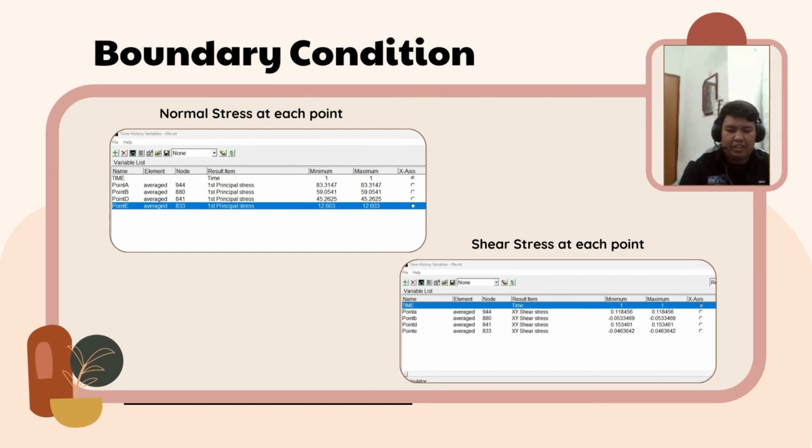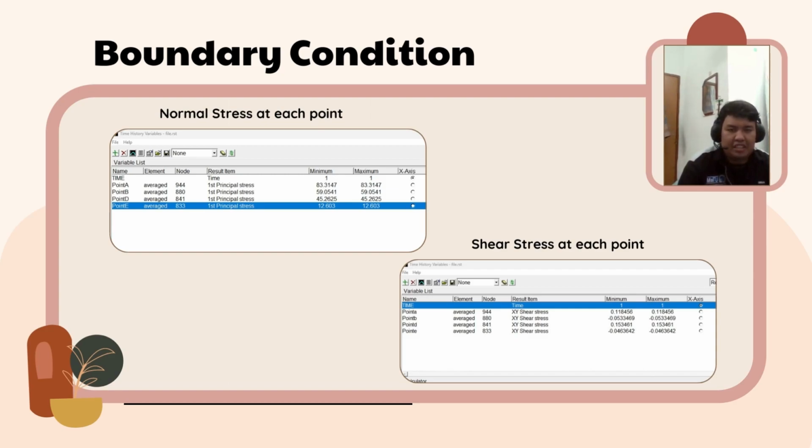The normal stress at each point: point A is 83.3147 megapascal. Meanwhile, for point B it is 59.0541 megapascal. Point D is 45.2625 megapascal, and lastly point E is 12.603 megapascal.